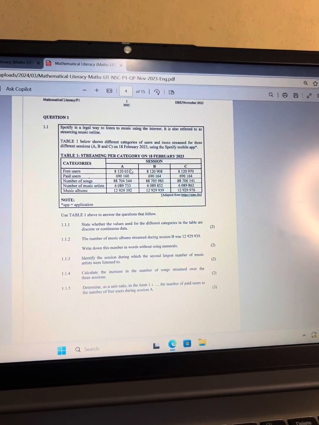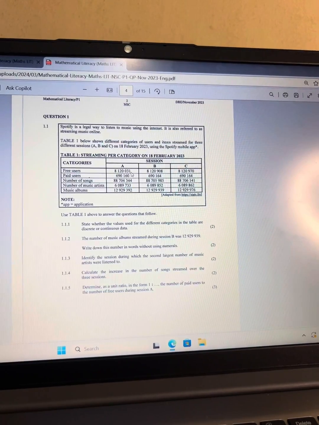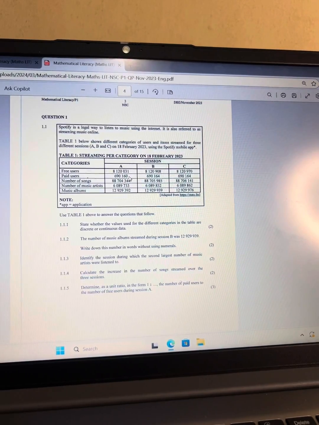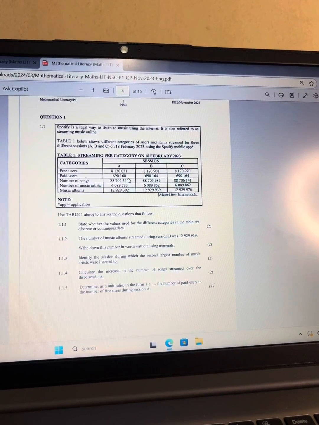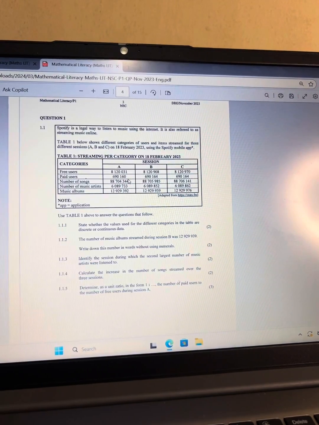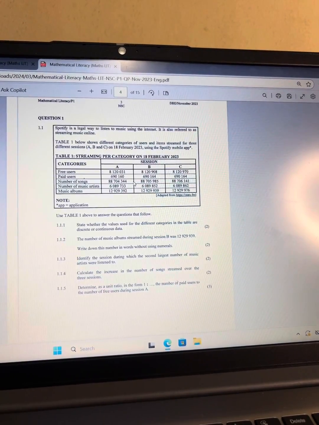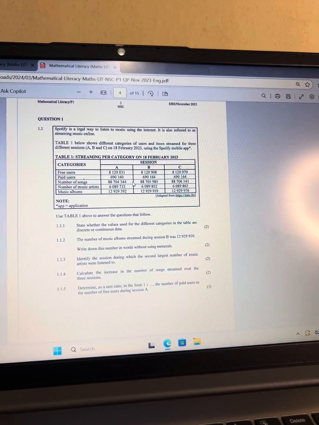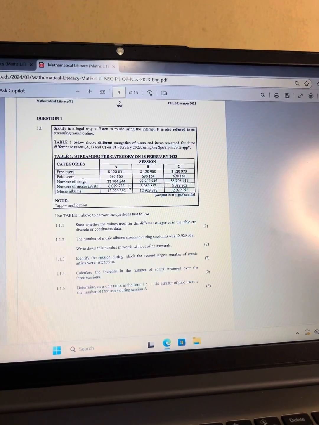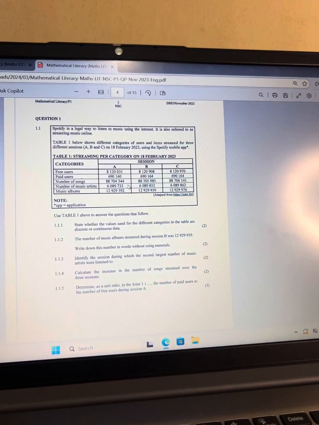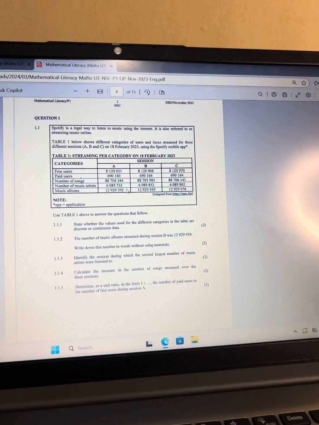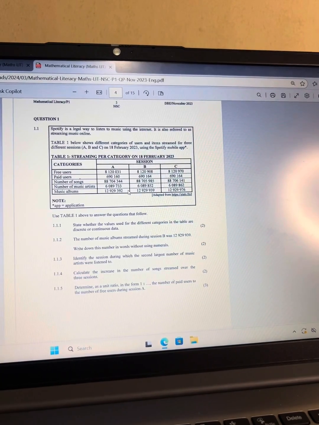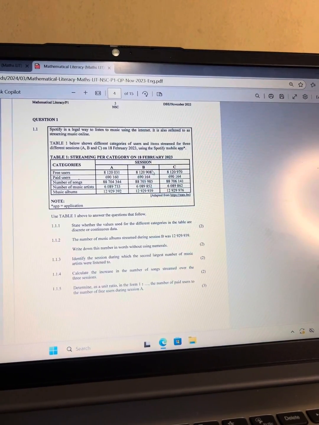In session A, we have free users, which is 8,120,031. We have paid users, which is 690,160. We have number of songs in session A, which is 88,704,344. We have number of music artists, which is 6,089,733. We have music albums, which is 12,929,392.